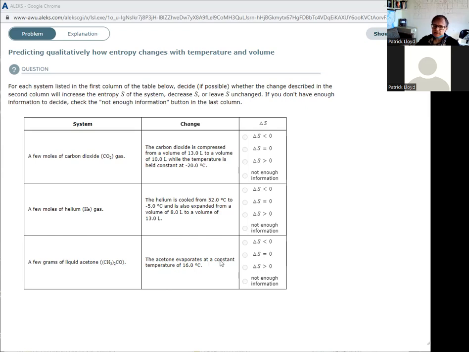The acetone evaporates, so it's going from a liquid to a gas. Evaporation means going from liquid to gas at a constant temperature of 16 degrees C. So the temperature is not changing, so we don't have to worry about temperature. If something goes from a liquid to a gas, the volume is increasing dramatically, right? A little bit of liquid is a big volume of gas because the molecules are so widely spaced. So you're really expanding into a larger volume. Expanding into a larger volume means more positions available for the molecules. So that would be more entropy. So in this case, delta S would be greater than 0, right? Positive means greater than 0. We're looking at the changes.